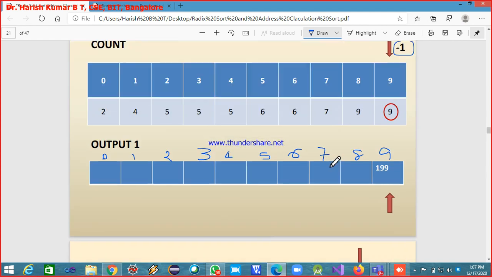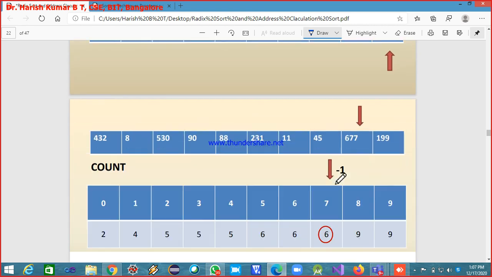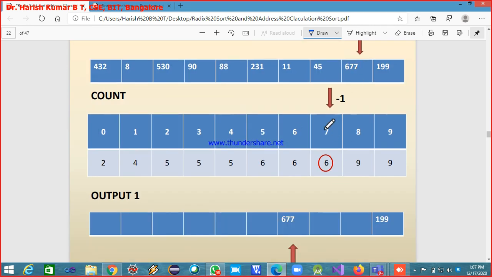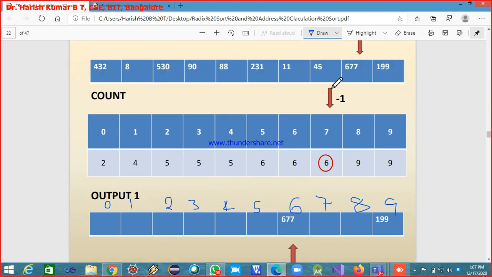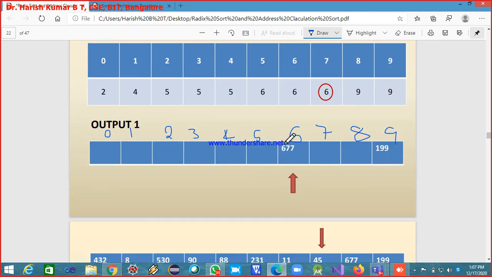So the cumulative count was 7, and now here I found 7, and for the 7 it was 7 value. I'm subtracting that by 1 and it is 6. Now it goes to the position 6. 0, 1, 2, 3, 4, 5, 6, 7, 8, 9. So now we have the 677 taking the position 6 in my output array. Okay, people are following?